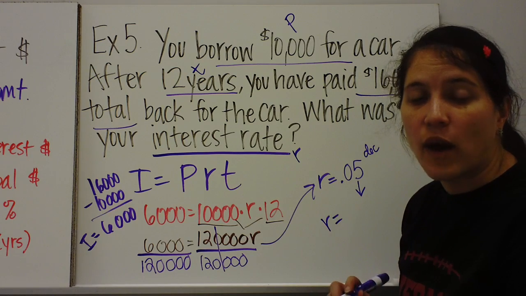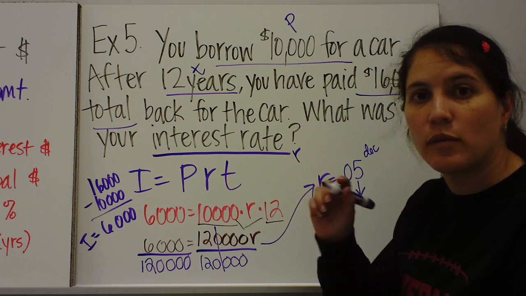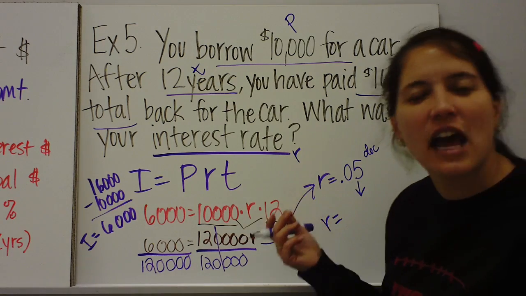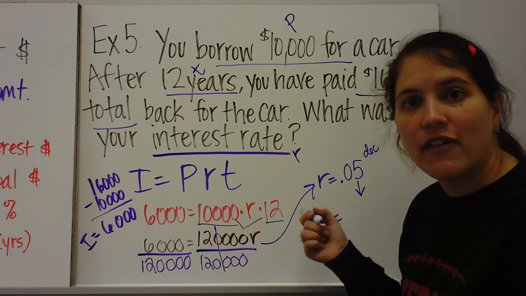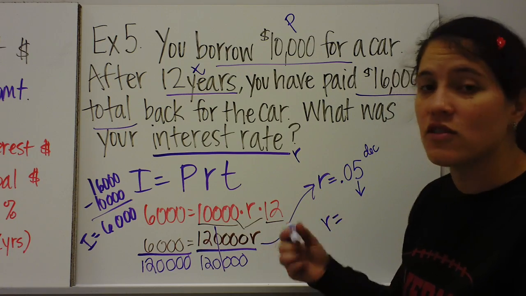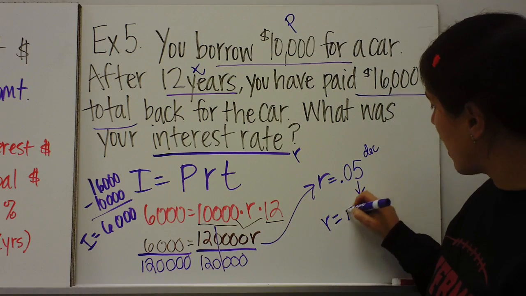0.05. And the way to convert that to a percent is we move the decimal over 2 places. So it's kind of like cents. 0.05, how many cents is that? Out of $1, that is 5 cents, so that would be 5%.